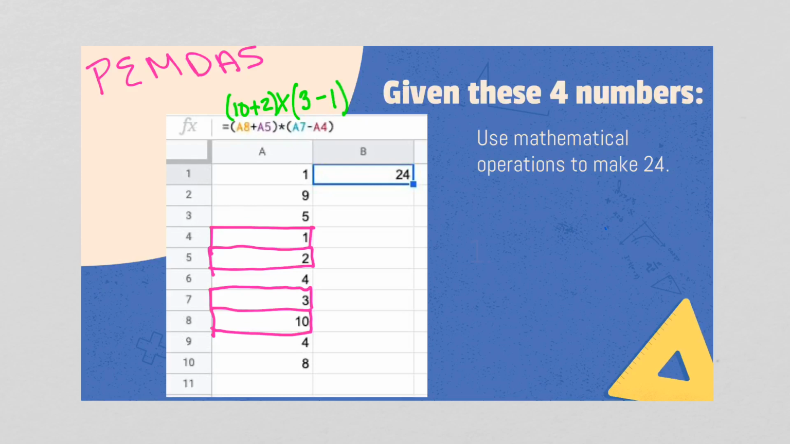So in your parentheses, you should get 12 times 2. And 12 times 2 equals 24. So I want you guys to go in and find a way to get these numbers in this chart to equal 24. Okay? Then, when you're done with that, go on to this next slide.